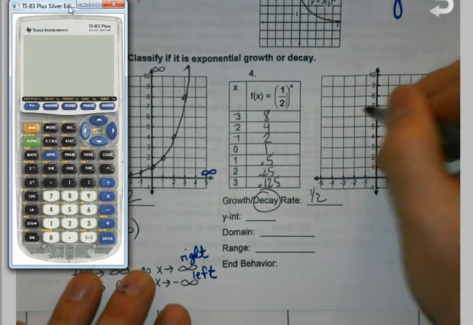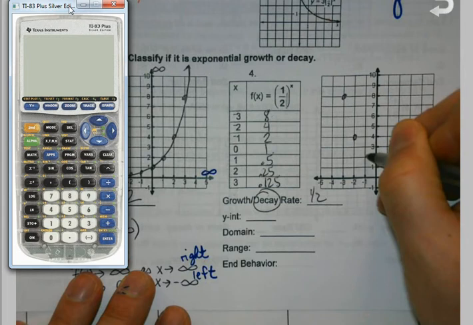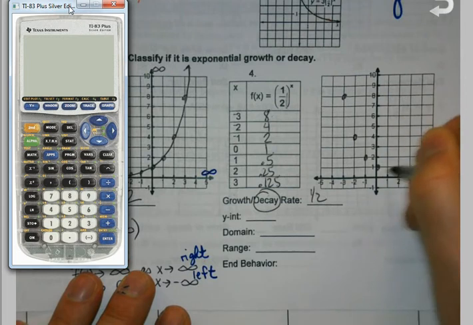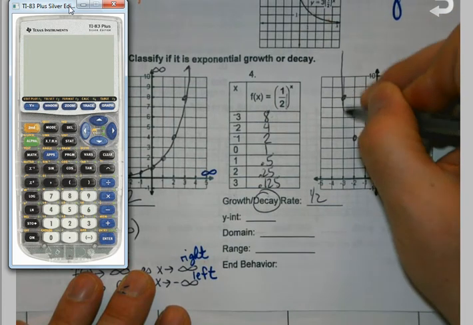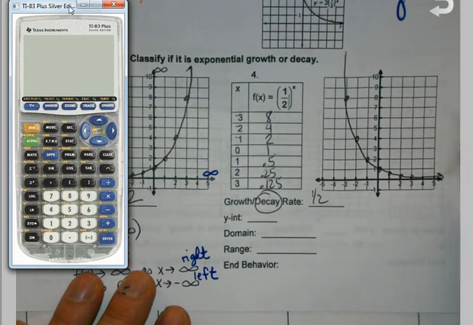So I can go ahead, get those plotted. And again, do not go through that asymptote. Do not go through the wall that is the x-axis.